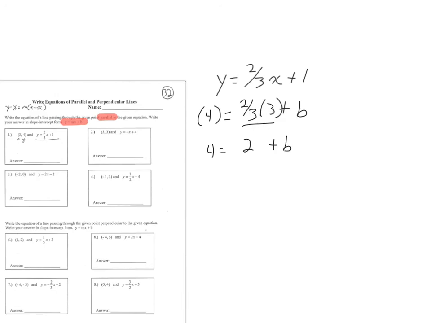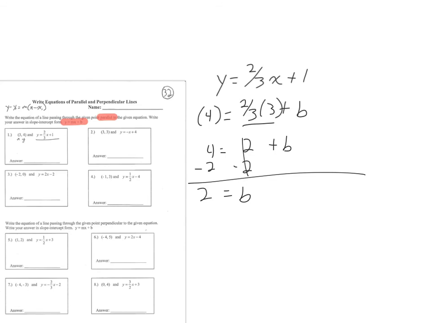Now I'm going to move that 2 to the other side. Anytime I move an entire term, we talked about this earlier, I add or subtract appropriately. So I got b equals 2.